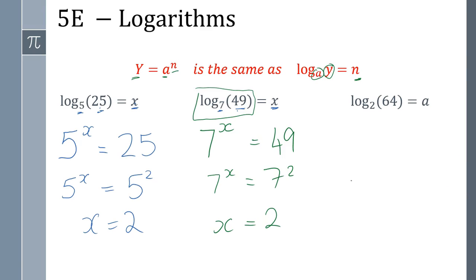Let's try this last one. We can rearrange: 2 to the power of what equals 64. We can use our calculator on this one, or we can guess and check. So 2 to the power of 1 is 2, 2 squared is 4, 8, 16, 32, 64. So it's 2 to the power of 6 equals 64.